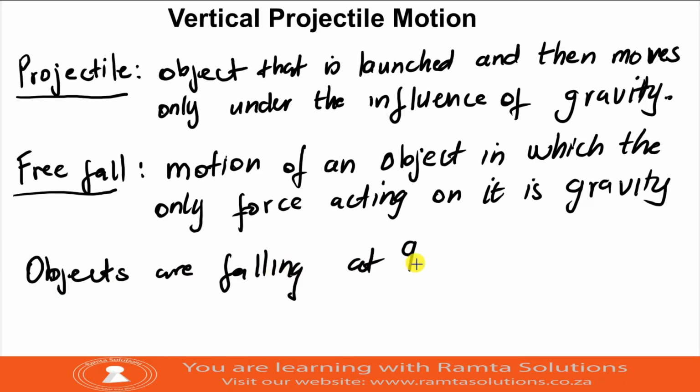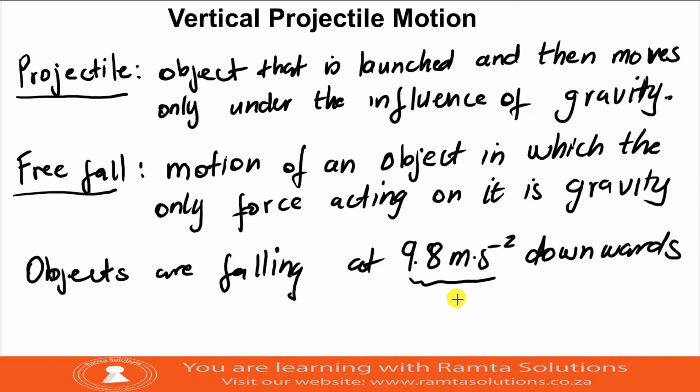Here objects are falling at 9.8 meters per second squared downwards. When objects are only affected by gravity, they will be falling with an acceleration of 9.8 meters per second squared downwards. So remember, this is gravitational acceleration.